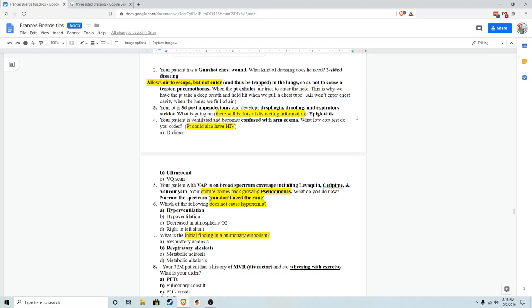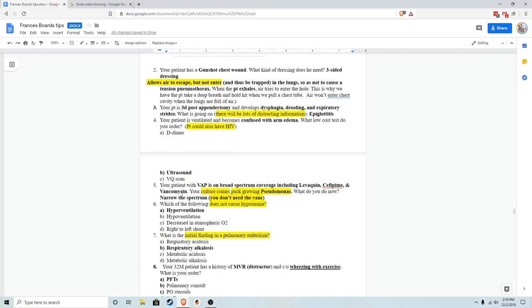Next one, number four. Patient is ventilated and comes in with arm edema. What low-cost test do you order? Okay. So anytime someone comes in with upper extremity edema, we think, what could it be? Of course, the main thing we think about is a blood clot. Could be other things, but usually I get this call all the time from the nurses. Someone's got upper extremity edema, just unilateral. And the easiest way to remember, we always look for quick and easy. Quick and easy for this person is an ultrasound.